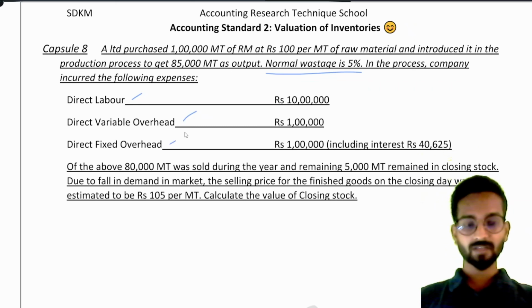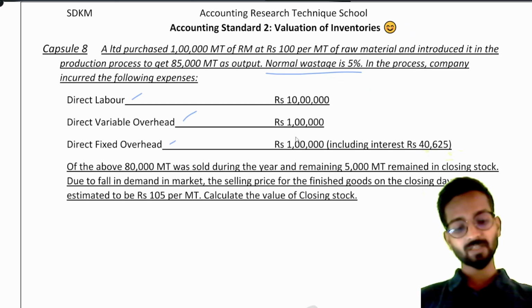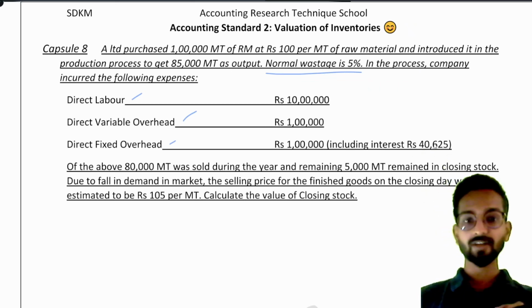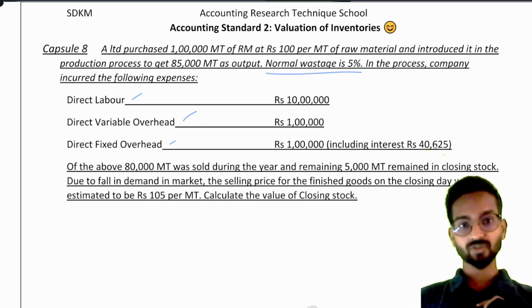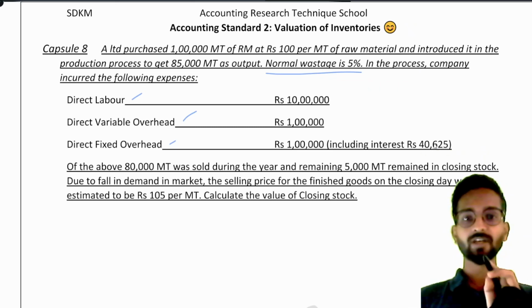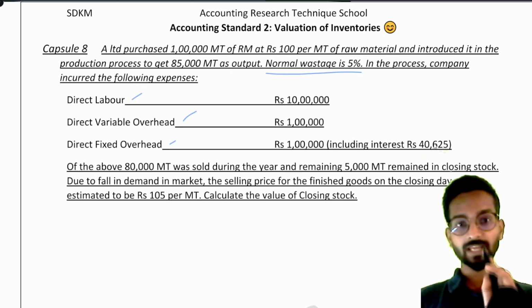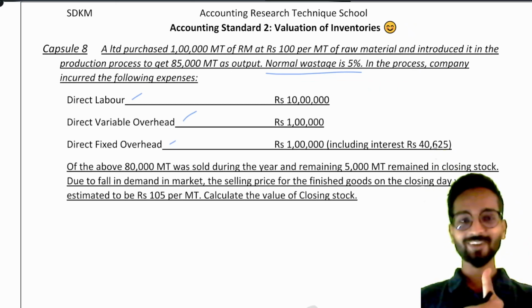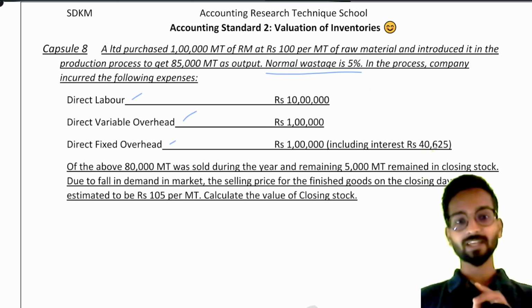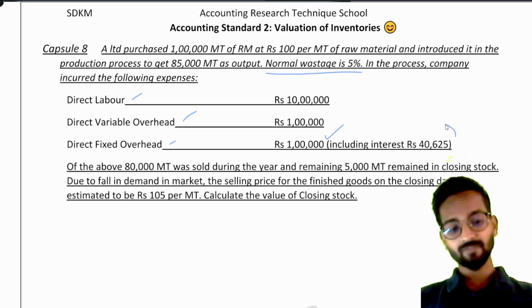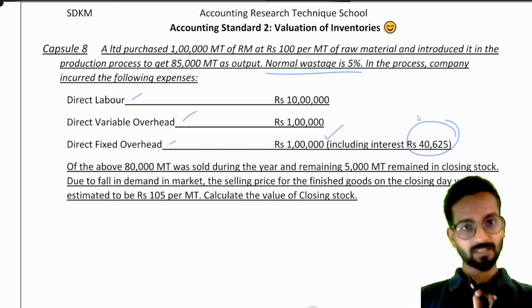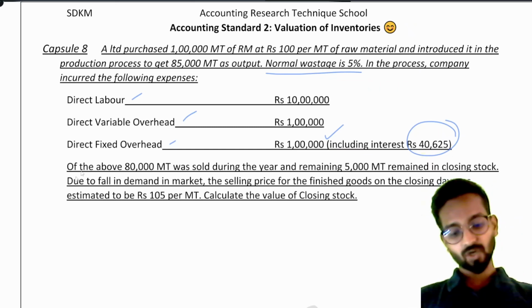What information have they given? They are saying fixed overhead is 1 lakh rupees but it includes interest of 40,625. As soon as I say this, a student tells me, sir, but you already told us that interest expense should never be included in the valuation of inventories. Very good, it should not be included. So I can say out of this 1 lakh we have to remove 40,625. Correct.